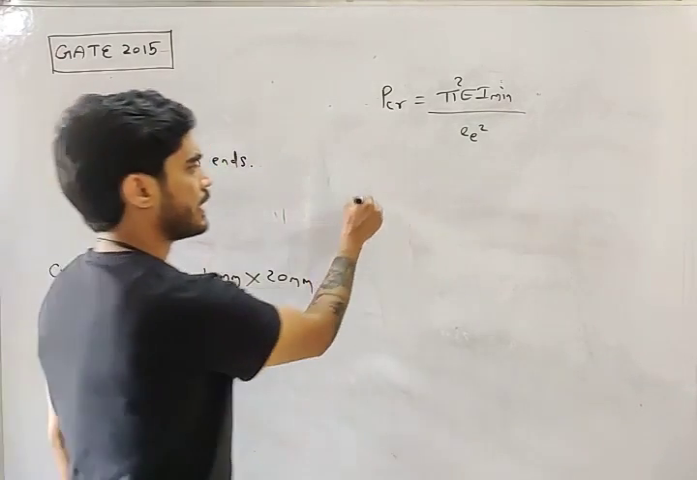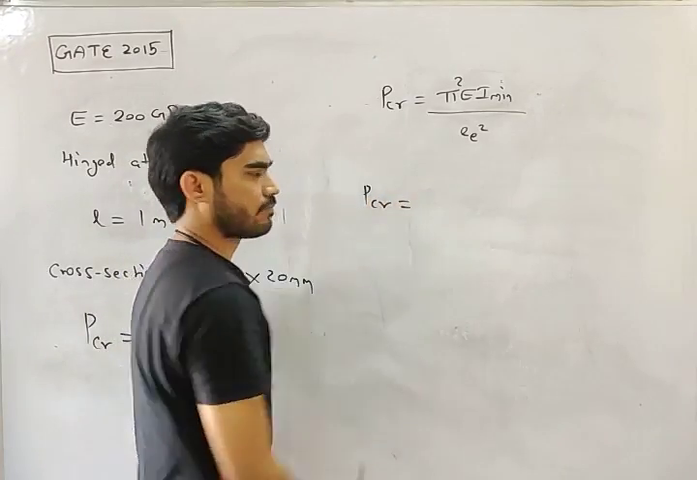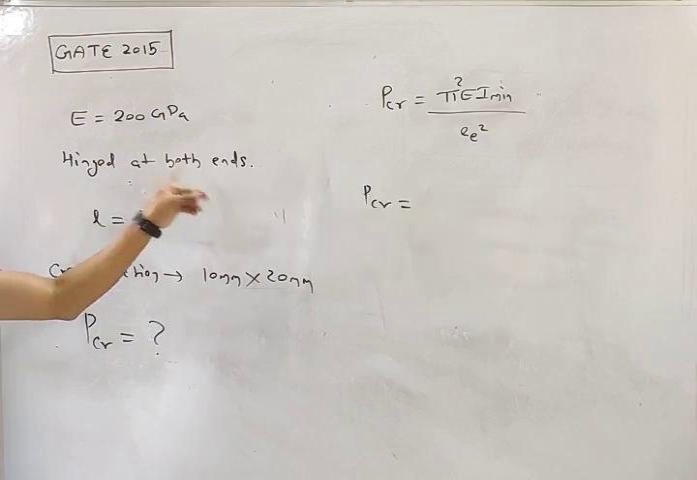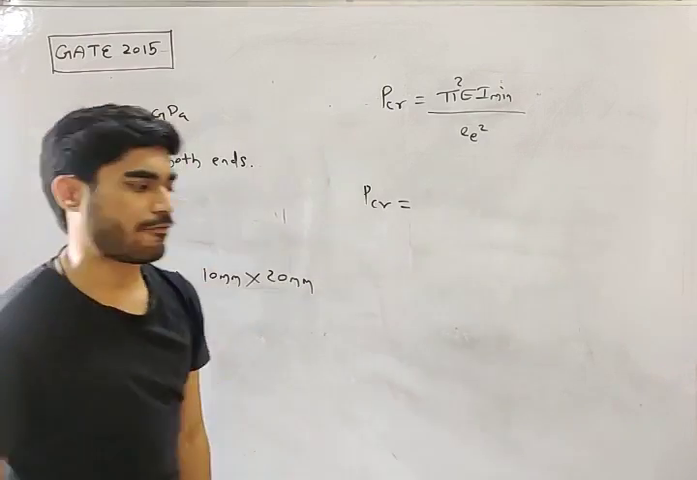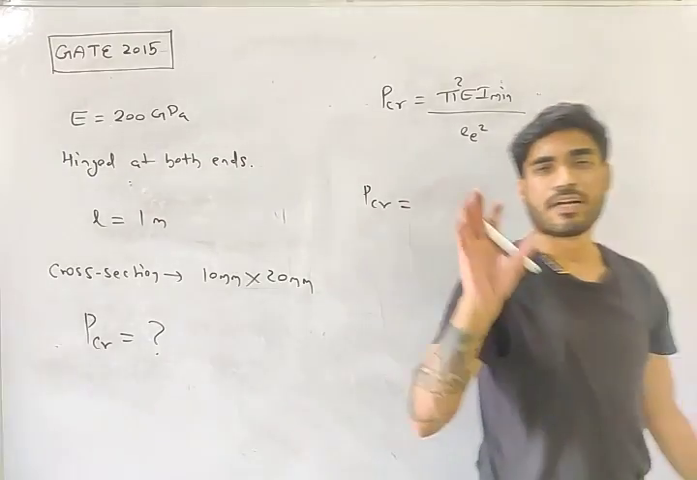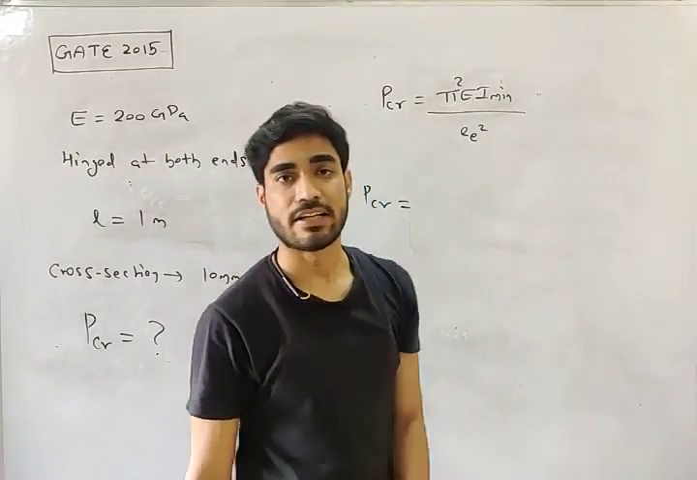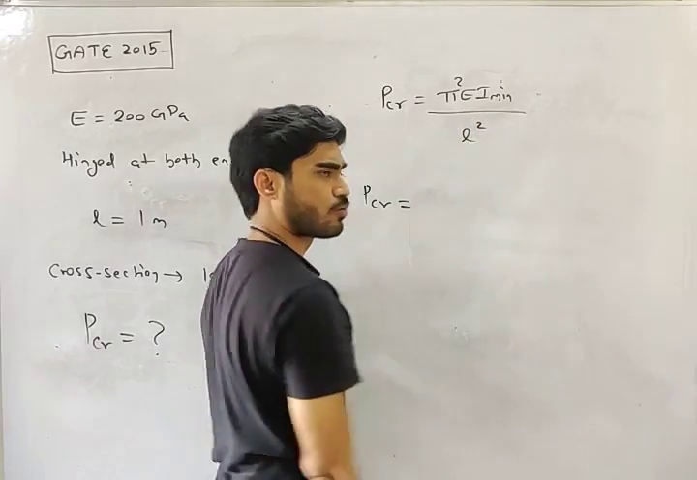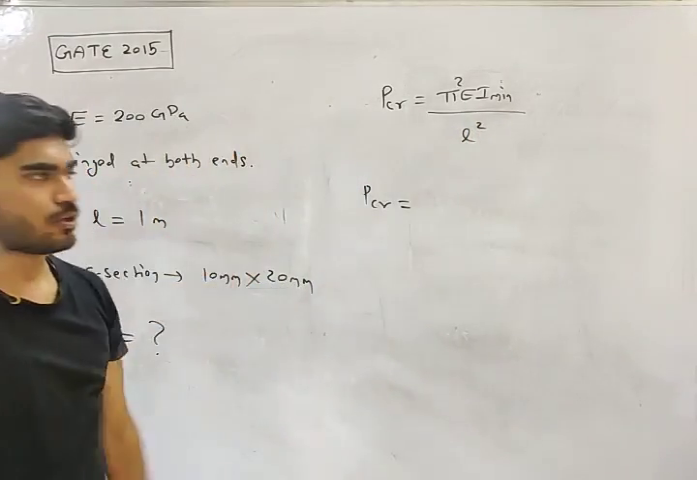Now first of all, tell me what will be the effective length in this case, hinged at both the ends. If it is hinged at both the ends, what will be the effective length, my friend? If it is hinged at both the ends, the effective length will be L. So I can write it L square. Okay. Now put the values in the equation.